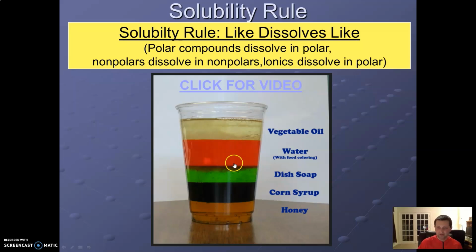And they stack on one another because of the different densities that they have. So there's a little clip here I'll show you towards the end of this, where you will look at a mini version of this density column.